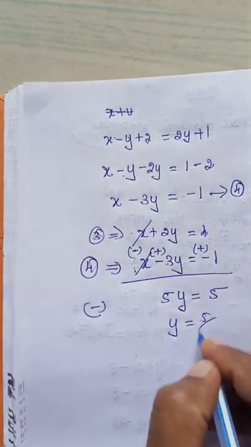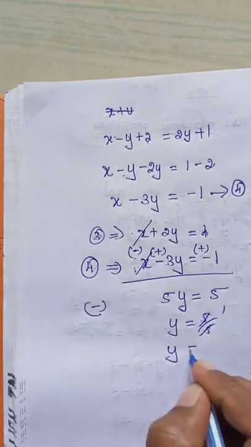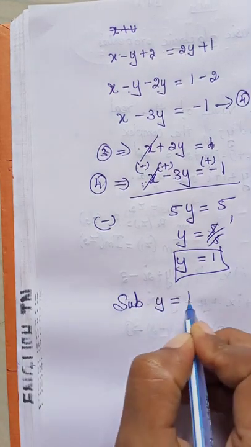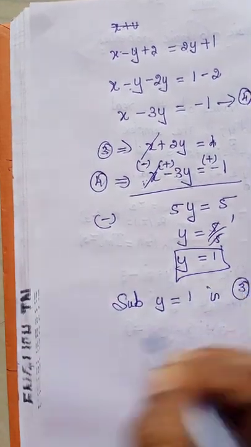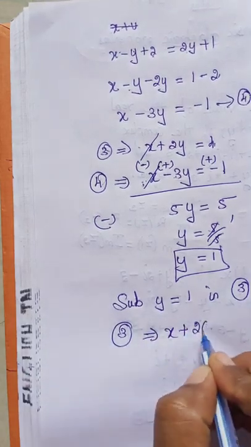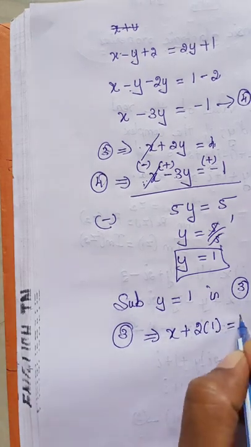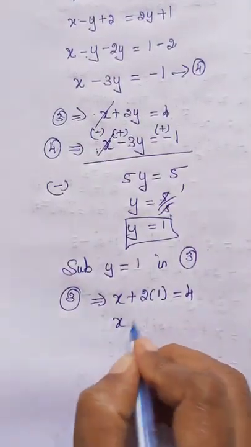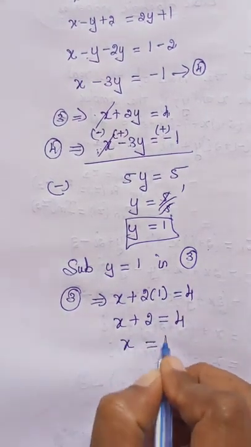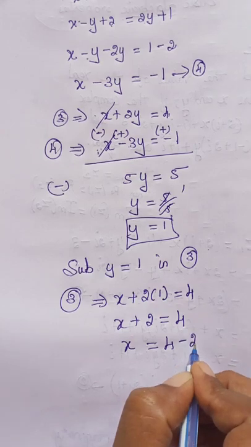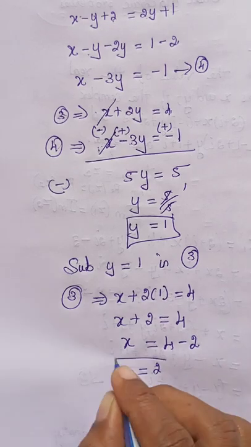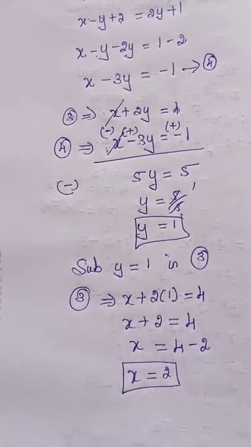Now y is equal to 5 by 5, so we have got y is equal to 1. Now substitute y = 1 in equation number 3. Equation 3 says x + 2y = 4, the value of y is 1, so x + 2 is equal to 4. So we may get x is equal to 4 minus 2, which is 2. This is ordinary calculation, isn't it?